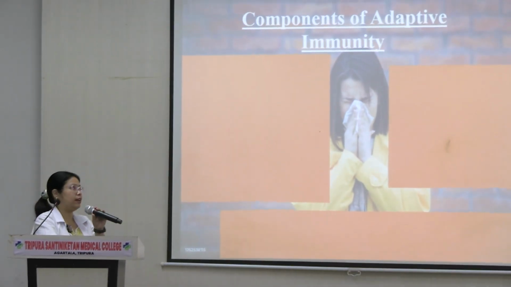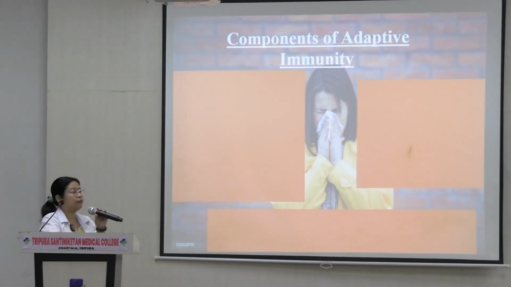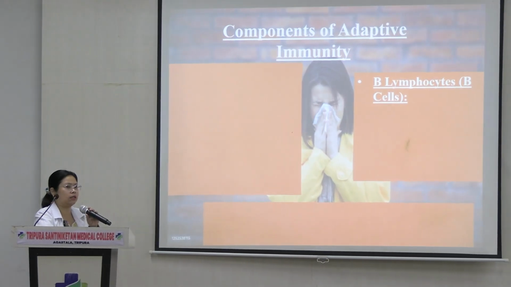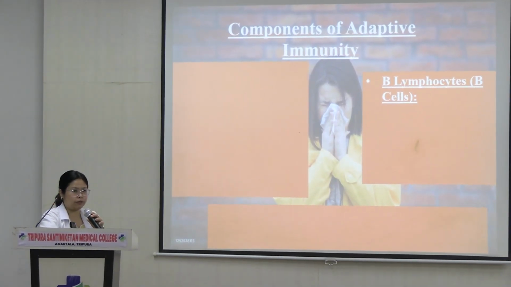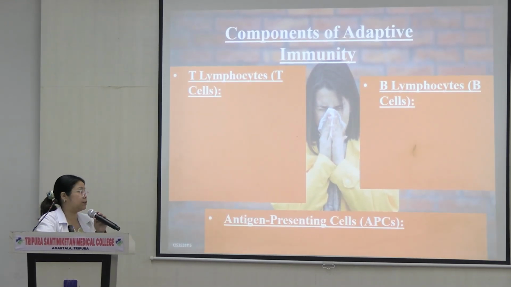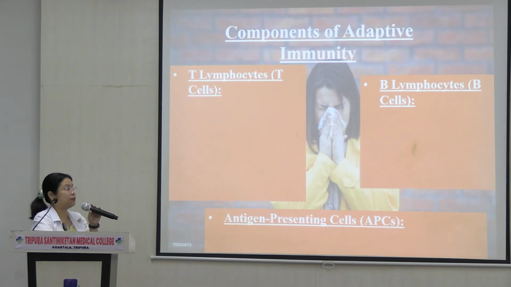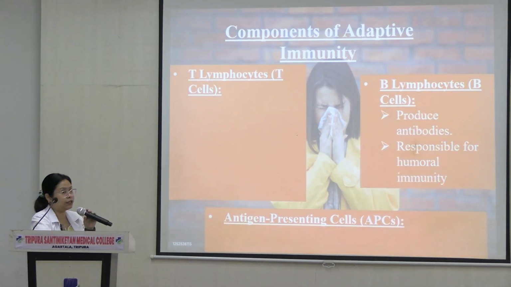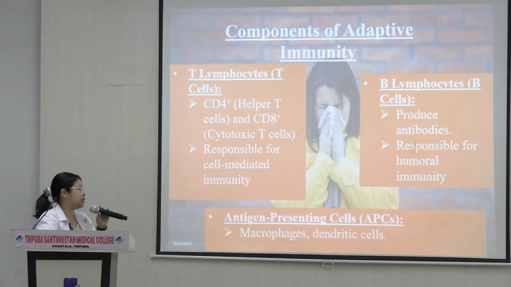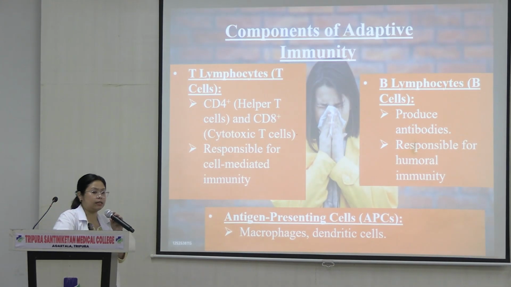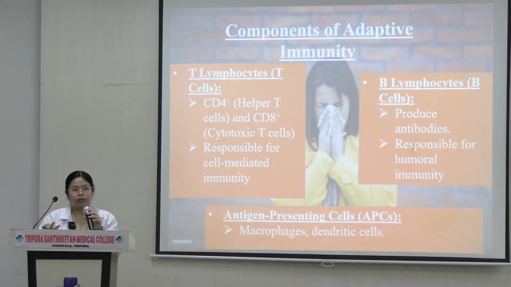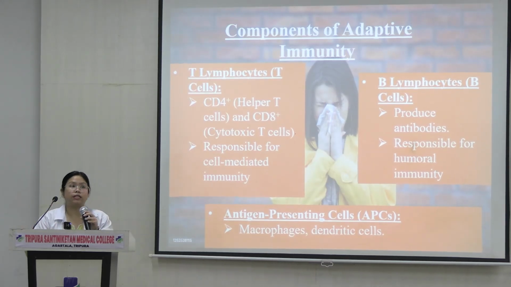Like the components of the innate system, we have the components of adaptive immunity as well, like B lymphocytes. What is a lymphocyte? It is a type of WBC. So B lymphocytes, T lymphocytes and APCs or antigen presenting cells. These are part of the adaptive immunity. B lymphocytes will make antibodies. T lymphocytes will have CD4 and CD8 cells, and antigen presenting cells like macrophages and dendritic cells. Their main function is to present the antigen to the T cells.